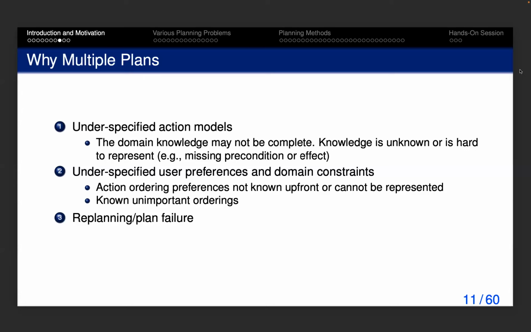So we have a mix of orderings that are important, not important, and preferences that may not necessarily all be captured. And finally, replanning or plan failure, which, by the way, was one of the main reasons for diverse planning. When diverse planning came up, that was one of the motivations for it. We live in an environment where we actually need to execute these plans. So if something fails, you have a backup.